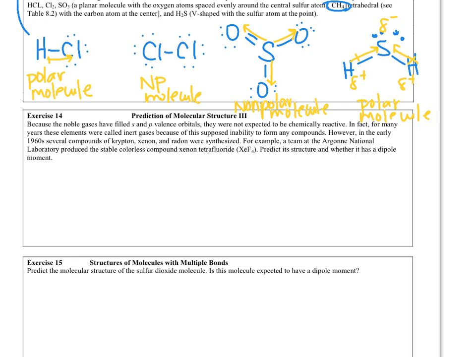All right, so exercise 14 says because the noble gases have filled s and p valence orbitals, they were not expected to be chemically reactive. In fact, for many years, these elements were called inert gases because of their supposed inability to form compounds. However, in the early 1960s, several compounds of krypton, xenon, and radon were synthesized. That's because remember that they have d orbitals. Since they have d orbitals, they can have expanded octets. So, for example, a team at the Argonne National Laboratory produced the stable colorless compound xenon tetrafluoride. Predict its structure and whether it has a dipole moment.